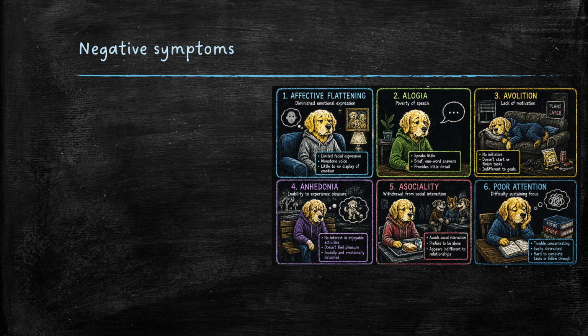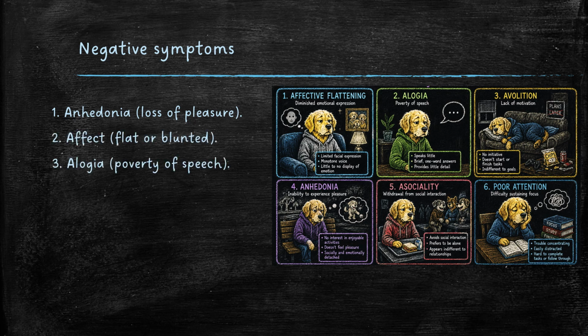I mentioned negative symptoms, and you do need to know what these look like for the exam. So there's anhedonia, which is a loss of pleasure. There's a flat affect or blunted affect. Alogia, which is a poverty of speech. And avolition, which is a lack of interest, lack of drive, and poor attention.